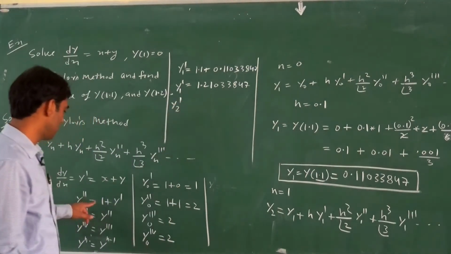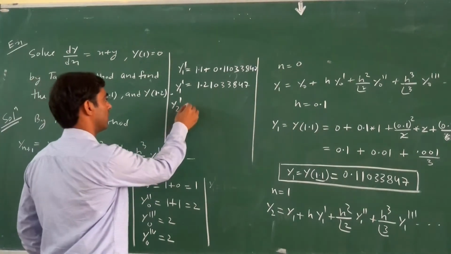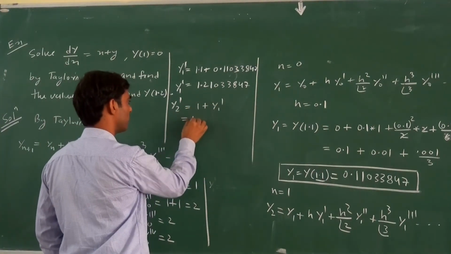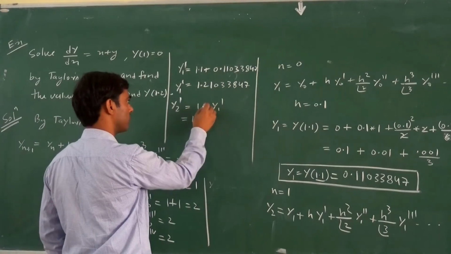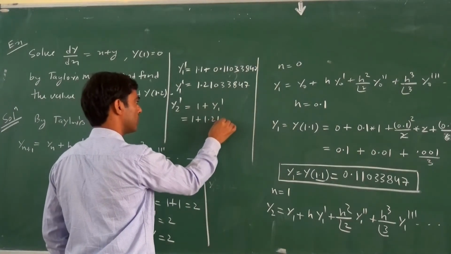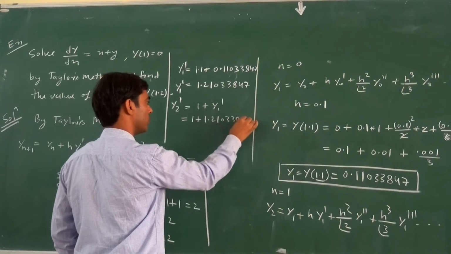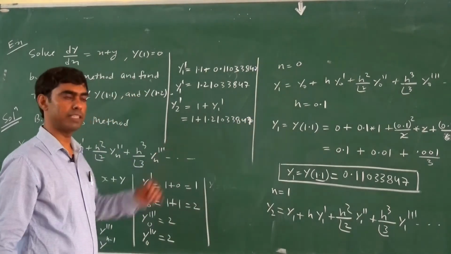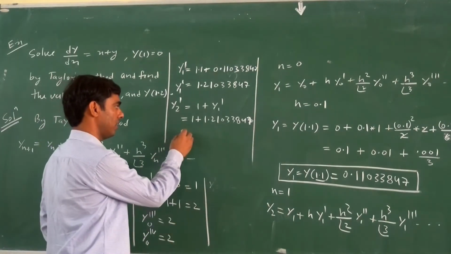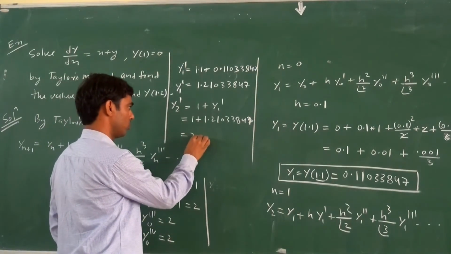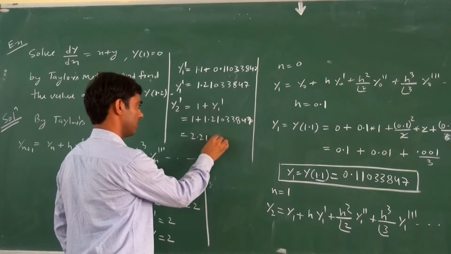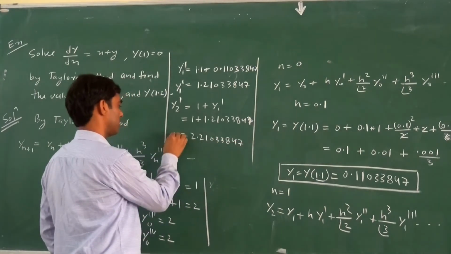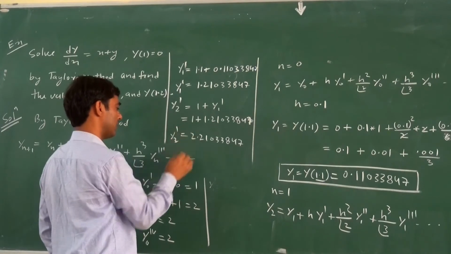y2 dash is 1 plus y1 dash. So this becomes 1 plus y1 dash, which is 1.210338847. So if we simplify this one, what is the value? The value becomes 2.210338847. This is the value of y2 dash.